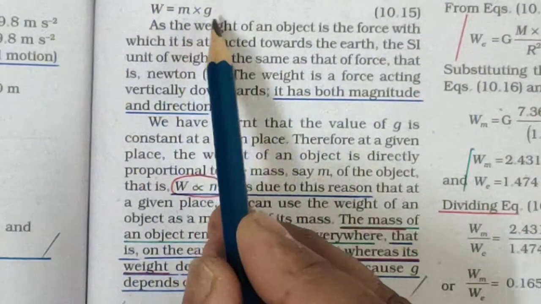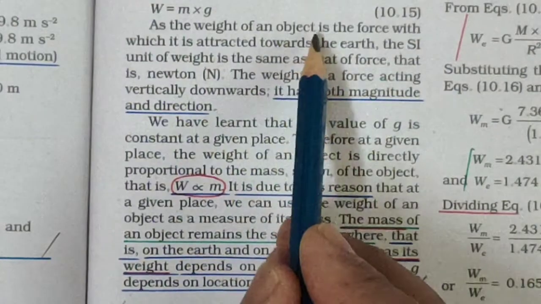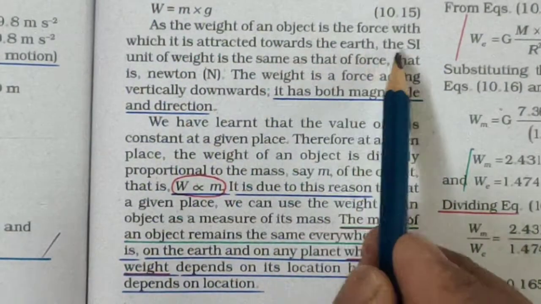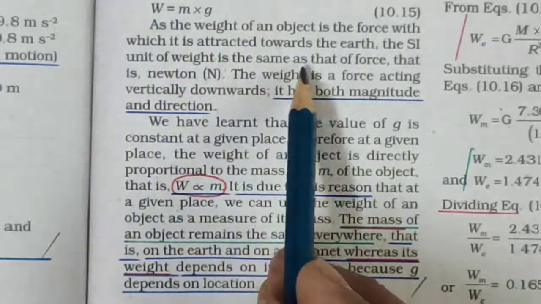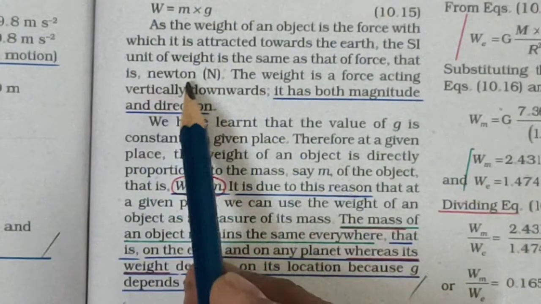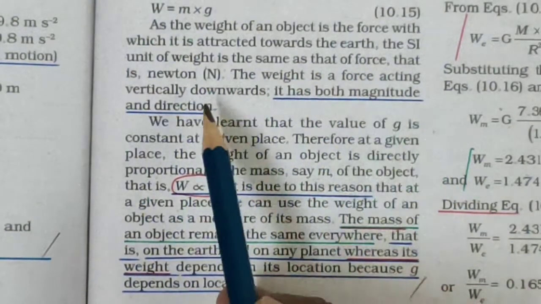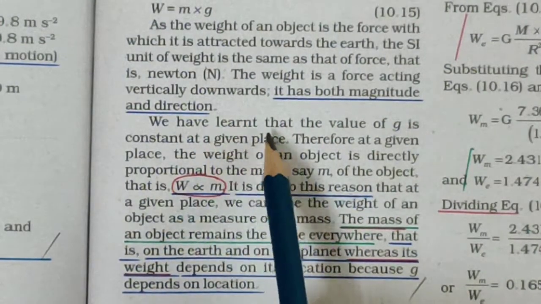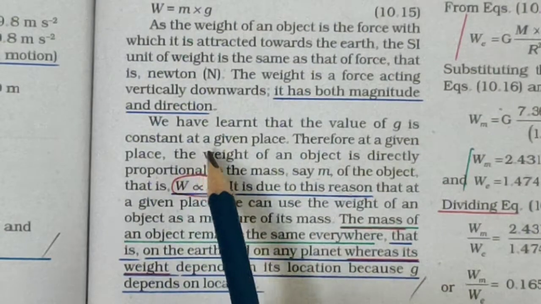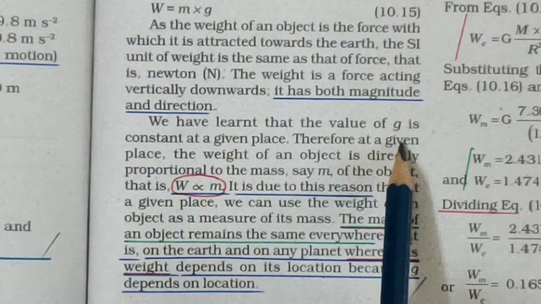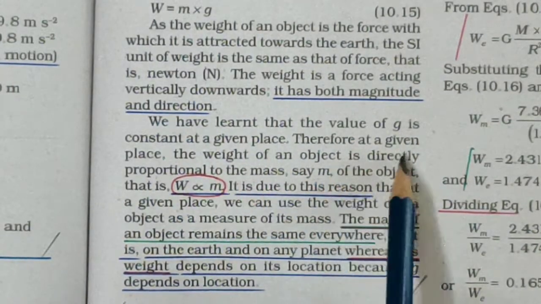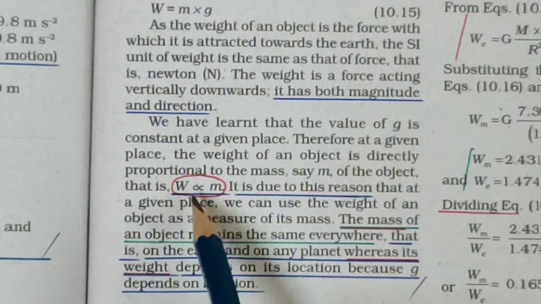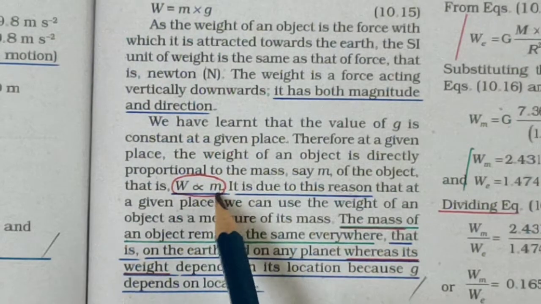W is equal to m into g, as the weight of an object is the force with which it is attracted towards the earth. The SI unit of weight is the same as that of force, that is, Newton. The weight is a force acting vertically downwards. It has both magnitude and direction. We have learned that the value of g is constant at a given place. Therefore, at a given place, the weight of an object is directly proportional to its mass m. That is, W is proportional to m.